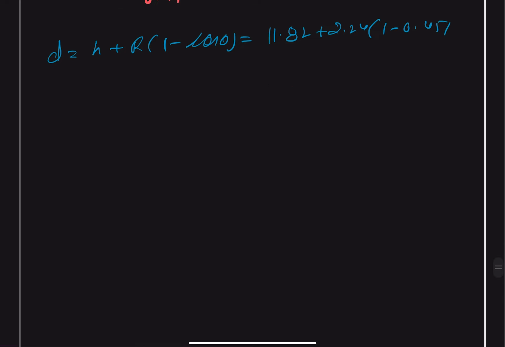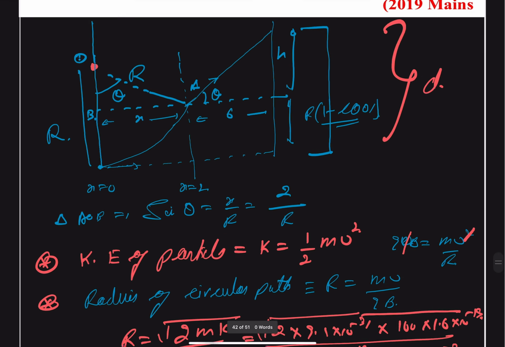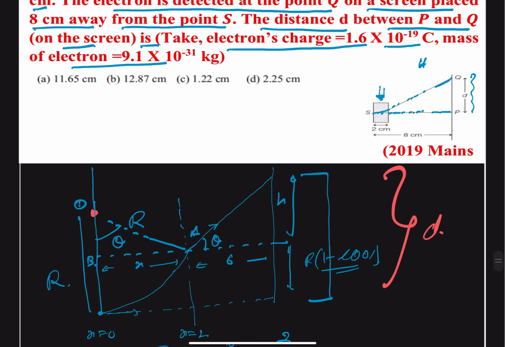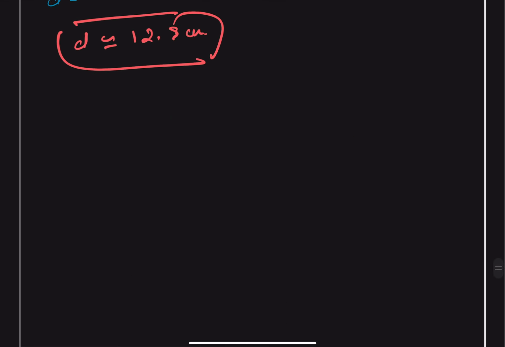So this gives us value of d is approximately equal to 12.9 centimeters. So this is our option number B is the closest one. So this is the correct option. Option B is correct.